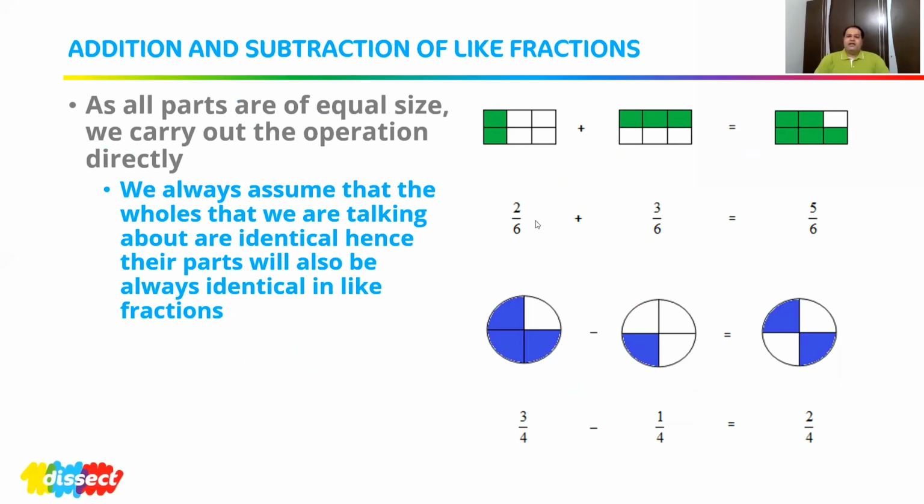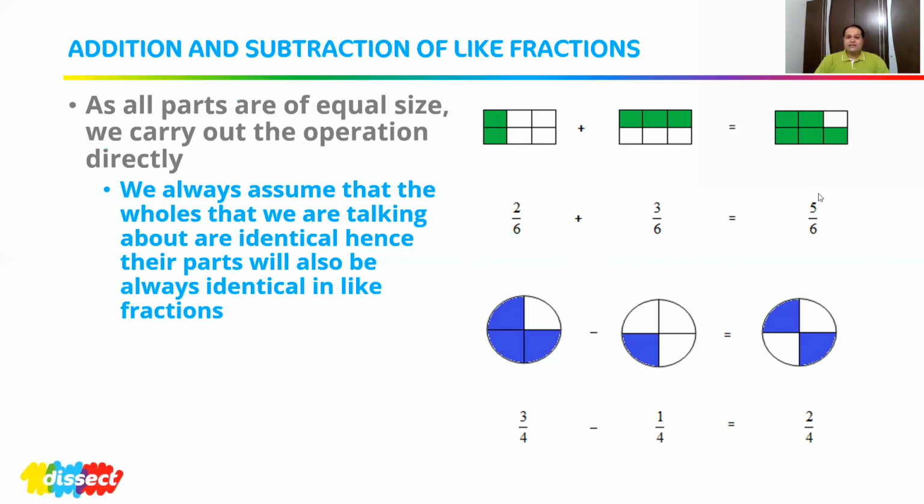If you want to explain it very simply to someone, you just explain in this format. When you have equal denominators and you want to do either addition or subtraction, you simply carry out the operation on numerators. That's it. So 2 by 6 plus 3 by 6, because the denominators are equal, we simply carry the denominator as it is and carry out the operation on the numerator. So 2 plus 3, we get 5. But this is a very simple, straightforward explanation.